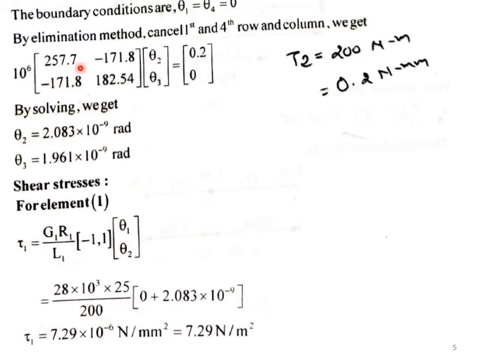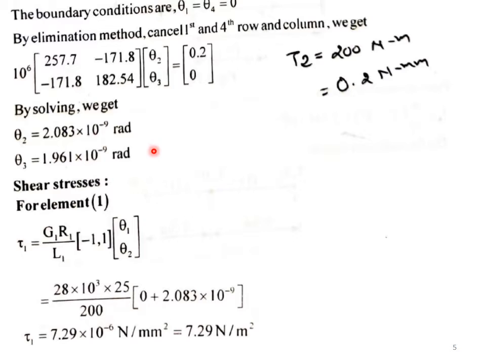Upon solving this, we will be getting the values of theta 2 and theta 3 as: theta 2 is equal to 2.083 into 10 to the power of minus 9 radians and theta 3 is equal to 1.961 into 10 to the power of minus 9 radians. So this is theta 2 and theta 3 values.